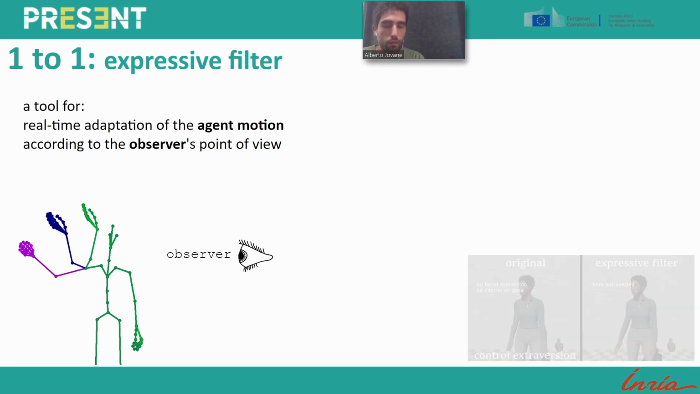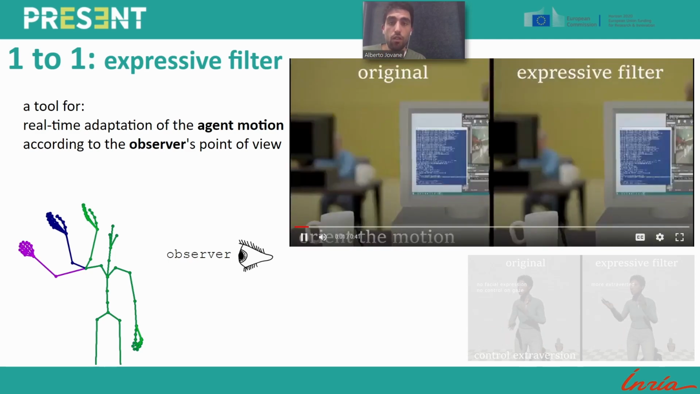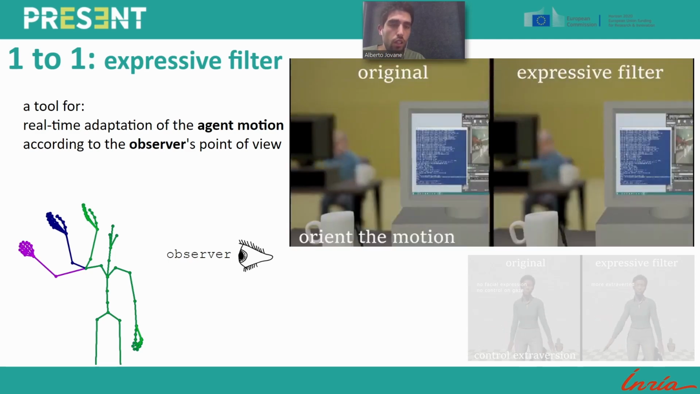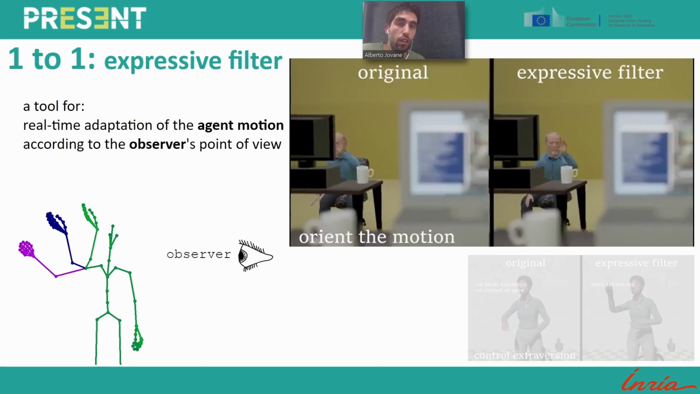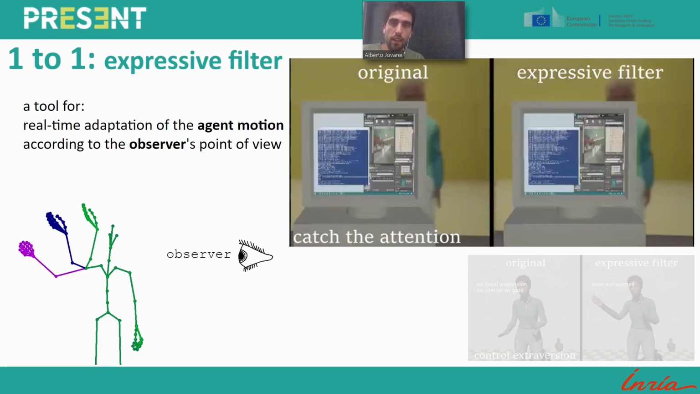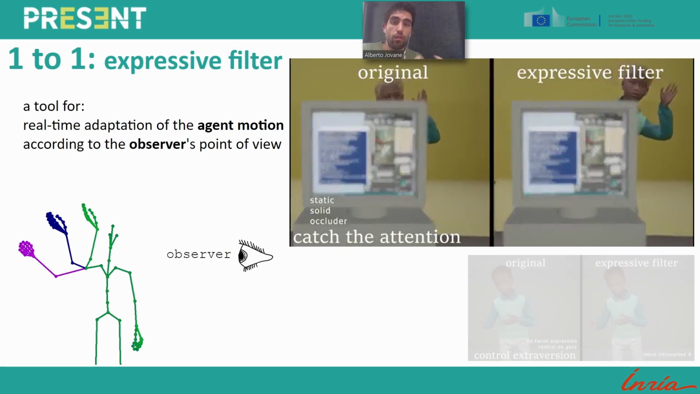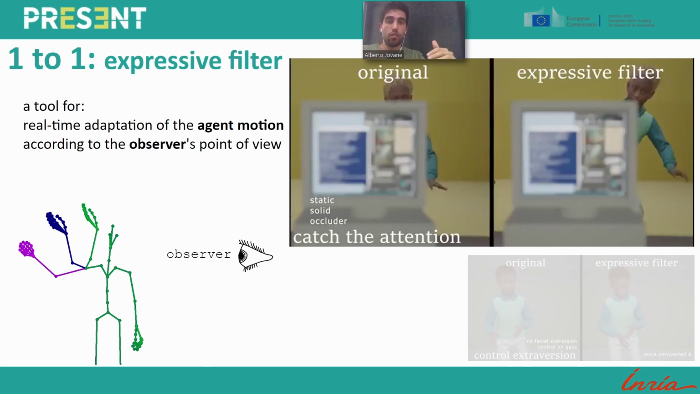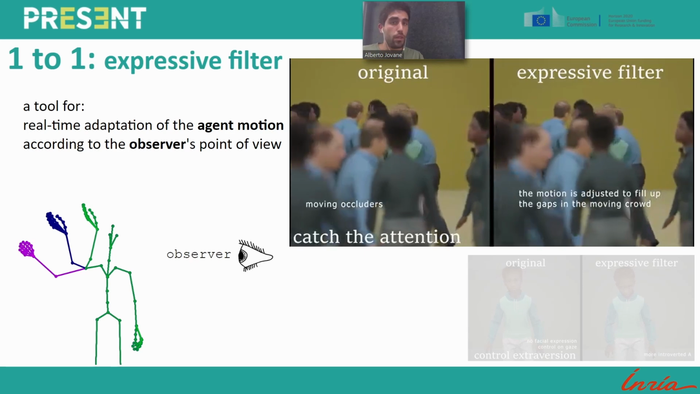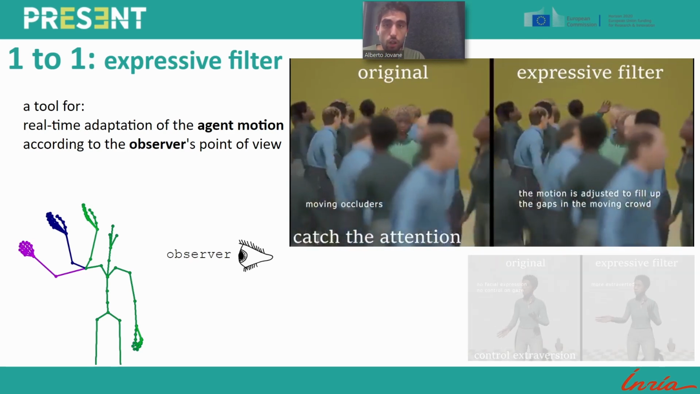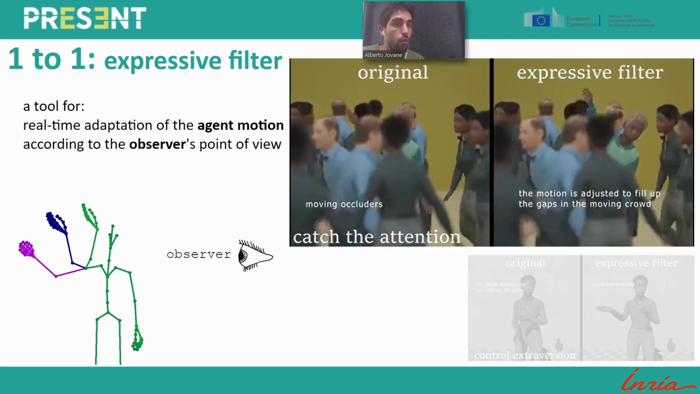I will show you some examples. On the left of this video, we have the original animation, while on the right, we have the animation modified with Expressive Filter. We are seeing this from the point of view of the observer. As you can see, the modified virtual agent is trying to orient himself toward the observer and make himself more visible. In order to do so, he has to reduce the level of visual occlusion between himself and the observer. This visual occlusion can be caused by different objects or other characters, as you can see in this last part of the video.